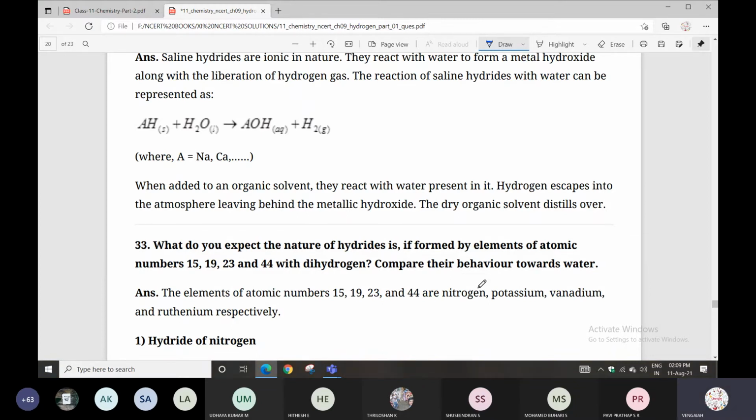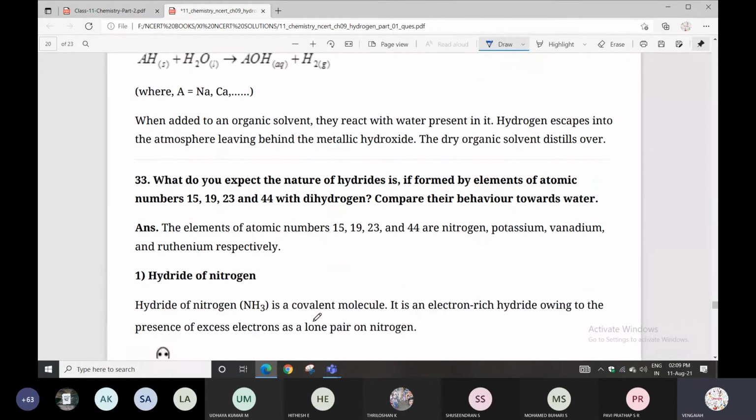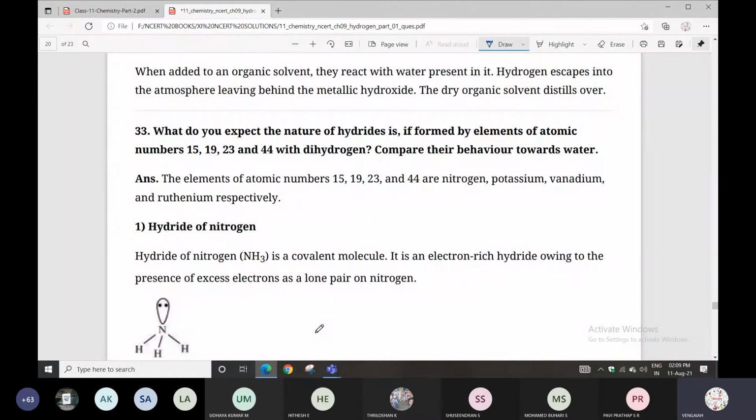What do you expect the nature of hydrides formed by elements of atomic numbers 15, 19, 23 and 44 with dihydrogen? Compare their behavior towards water. The elements with atomic numbers 15, 19, 23 and 44 are phosphorus, potassium, vanadium and ruthenium.